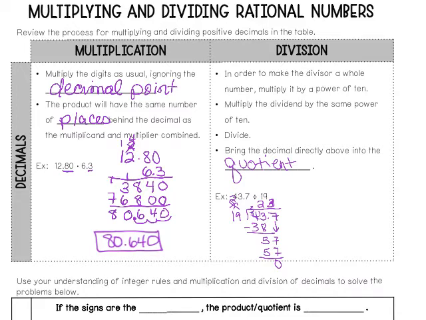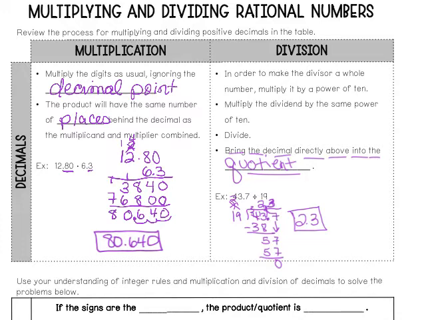Now I have to keep in mind that the decimal point is right here. So I also have to, as it says, bring the decimal directly above into the quotient. So I'm going to bring that decimal right up here, and my answer is 2.3.